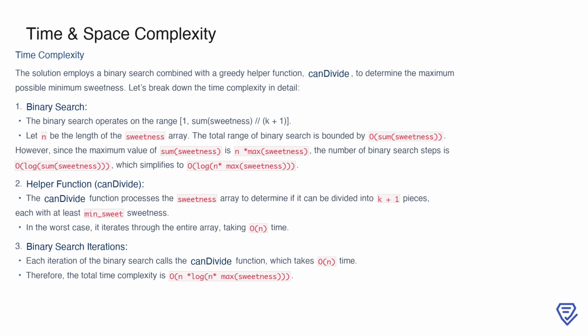Now, for each step of binary search, we need to call the CanDivide function. This helper function iterates through the entire sweetness array to check if it's possible to divide it into k plus 1 pieces with a given minimum sweetness. In the worst case, this takes O(n) time per iteration. Since binary search requires multiple iterations, the overall time complexity becomes O(n * log(n * max sweetness)).